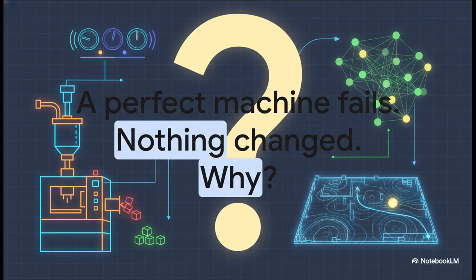Picture this. There's a machine on a factory floor, say a plastic injection molding machine. It's been running like a dream for weeks. The settings are dialed in perfectly. Then, one morning, it just starts spitting out thousands of bad parts. Nothing's changed, no alarms went off, the settings are exactly the same. So, what happened? Just hold that question in your mind. We're going to come back to it.